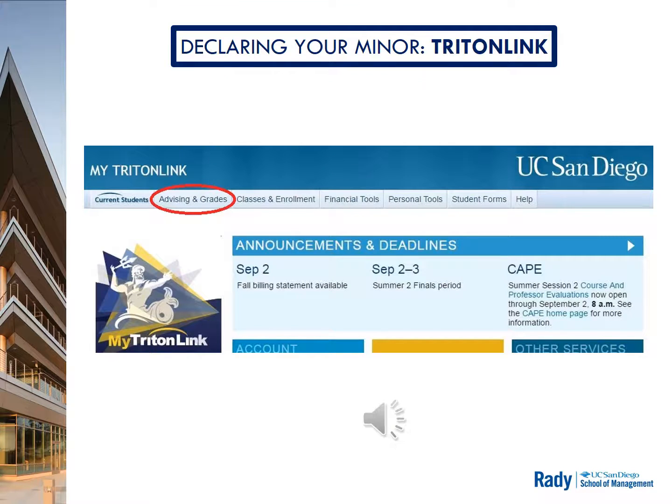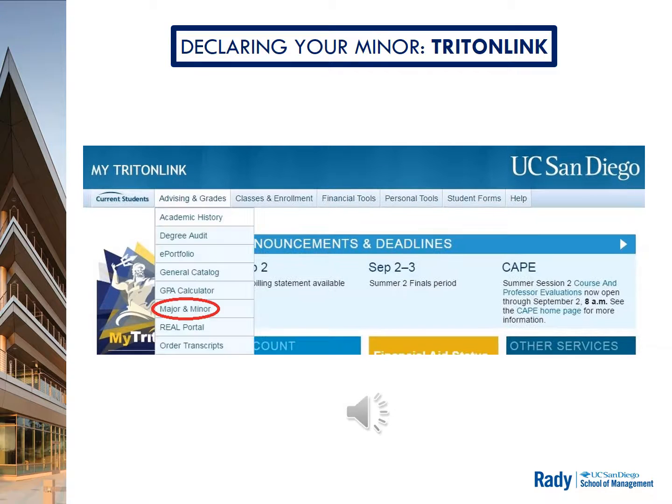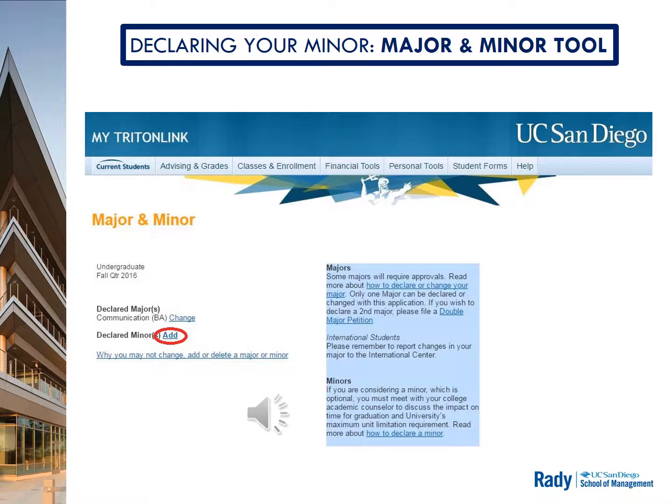So this is what Triton Link looks like, and you're going to want to go to the top tab. It says Advising and Grades. That tab has a drop-down menu, and you select major and minor. Now that you've opened up the major minor tool on Triton Link, you're going to click on the button that says Add next to declared minors.